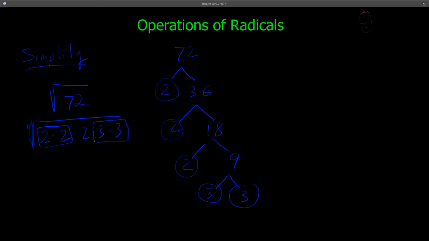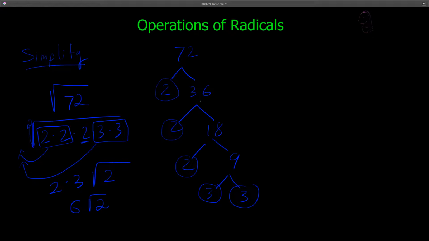But I can take the 3s. Okay, now these guys can come out, and each pair gives you one. So I have a 2 and a 3. So I have 2 times 3 outside, and what's left inside is this lonely 2. So that gives me 6 radical 2.